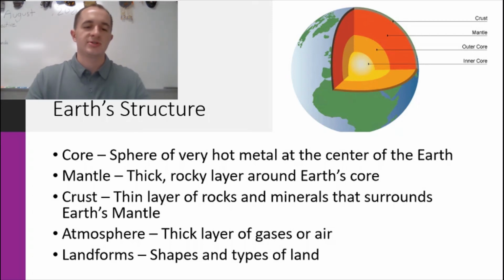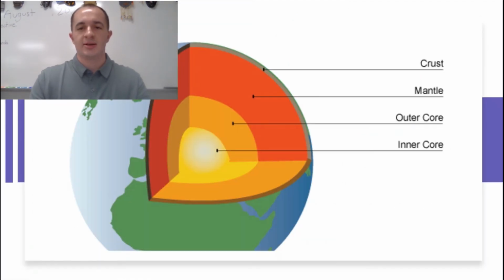So the core is the sphere of very hot metal at the center of the Earth. The mantle is the thick rocky layer around Earth's core. The crust is the thin layer of rocks and minerals that surrounds Earth's mantle. And then the atmosphere is the thick layer of gases or air. We also have landforms, which are shapes and types of land on the Earth.